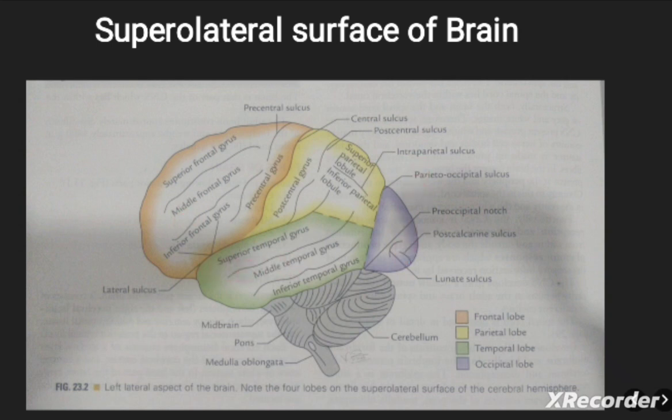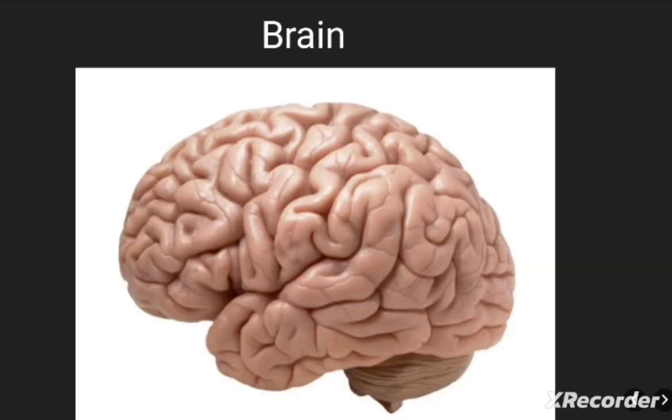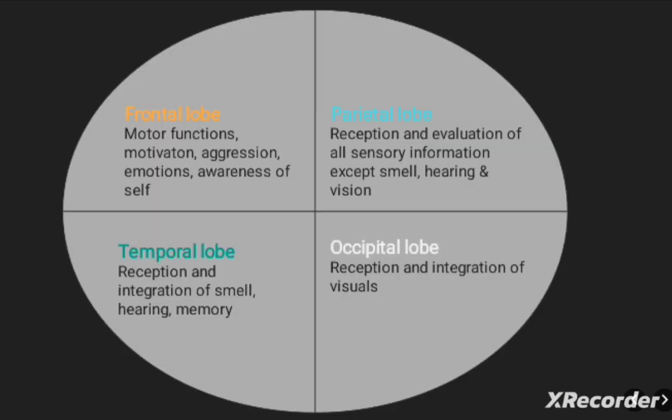So now we can see what functions are performed by the four lobes. The frontal lobe is in the front and it actually governs motor functions, motivation, aggression, emotions and awareness of self. Now you know how important it is. So it's in the front.